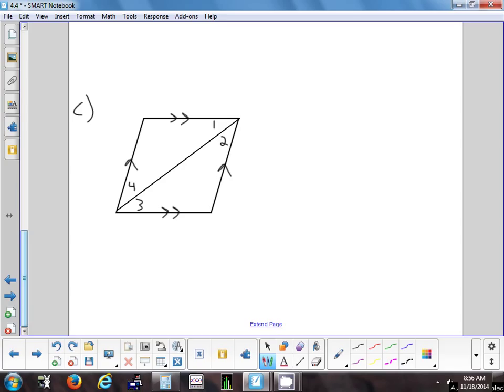Now we've got all kinds of things here. We've got parallel lines. Nothing's marked as congruent. But what do we know based on those parallel lines? We know a few things. Yeah? 1 and 3 are congruent. Yep. Okay, somebody else tell me what else? Yeah. 4 and 2 are congruent. Yep, 4 and 2. That's all because of parallel lines cut by a transversal.